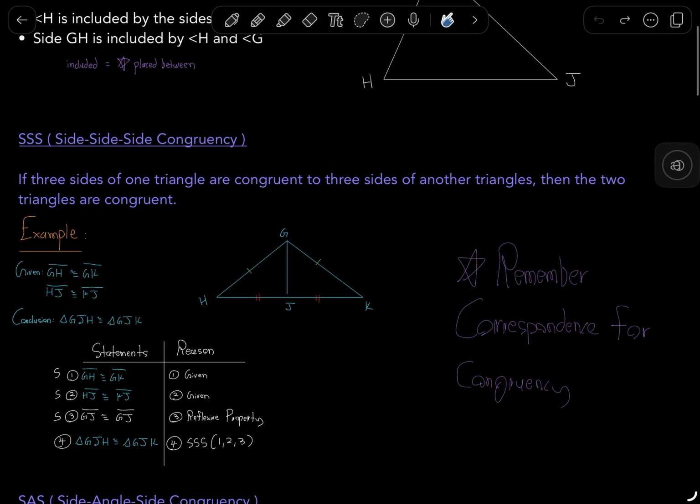So the first one we're going to learn about is side-side-side congruency. And what that states is essentially, and again, this is really important, make sure you know this: if three sides of one triangle are congruent to three sides of another triangle, then the two triangles are congruent to each other. So essentially, you use this congruency when you have two triangles and all three sides of each triangle are congruent to the other one.